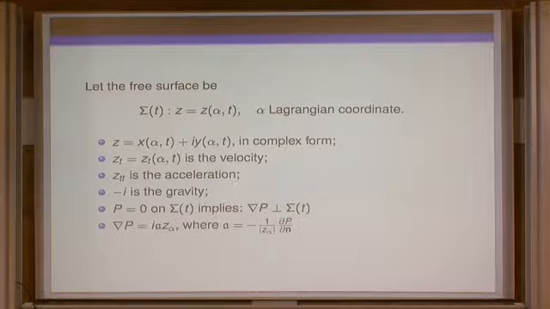And of course, gravity, we just normalize to be 1. So that's minus i is the gravity. So I use complex variable, 2D. And we know pressure is 0 on the interface. So that means gradient P has to point in the normal direction.